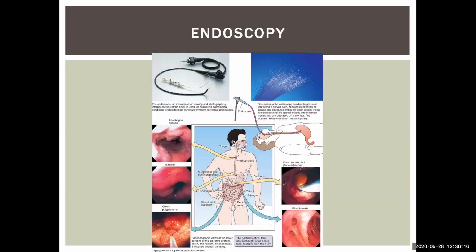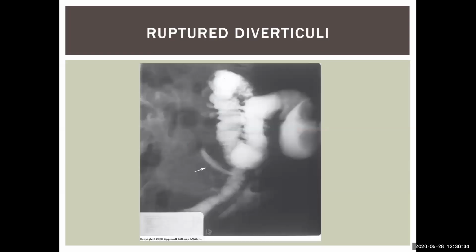There's a picture of the endoscopy, so there's a picture of the scope, and then it kind of shows you the fiber optics on the inside of the scope, and then it shows going down into different areas, like what gastritis looks like, what a colon polypectomy looks like, so they can do a lot of invasive procedures with that.